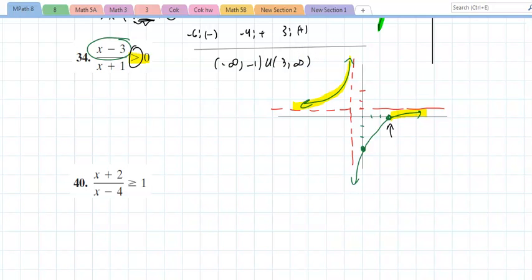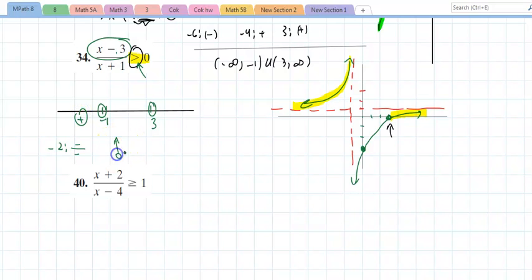Another way of doing this problem is for you to make a test line. There's nothing wrong with that. So, where are the zeros? 3 and negative 1. Negative 1 I can never include because it's in the denominator, and this I can't include. I'll pick negative 2 as a test point. Negative 2 minus 3, that's negative 5. Negative 2 plus 1 is a negative. 2 negatives divided will yield a positive.